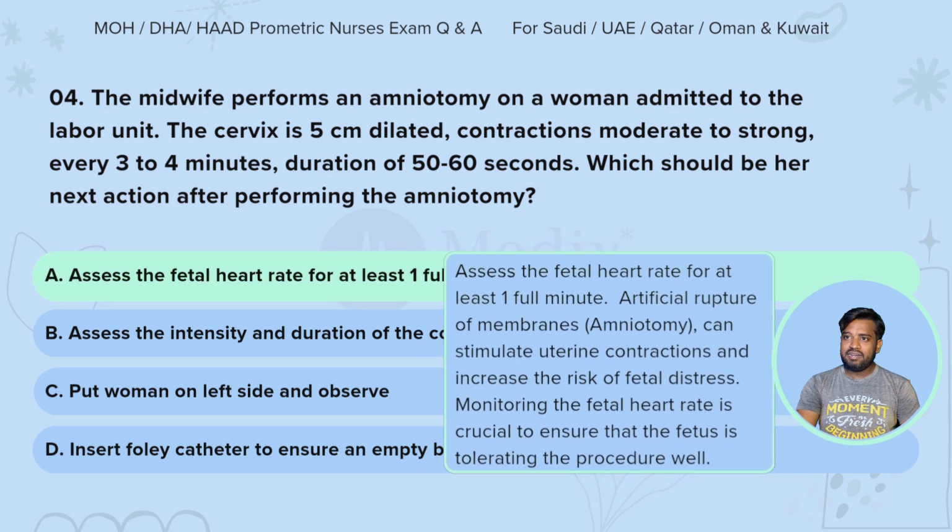The correct answer is A. Assess the fetal heart rate for at least 1 full minute. The artificial rupture of membranes can stimulate uterine contractions and increase the risk of fetal distress. Monitoring the fetal heart rate is crucial to ensure that the fetus is tolerating the procedure well.